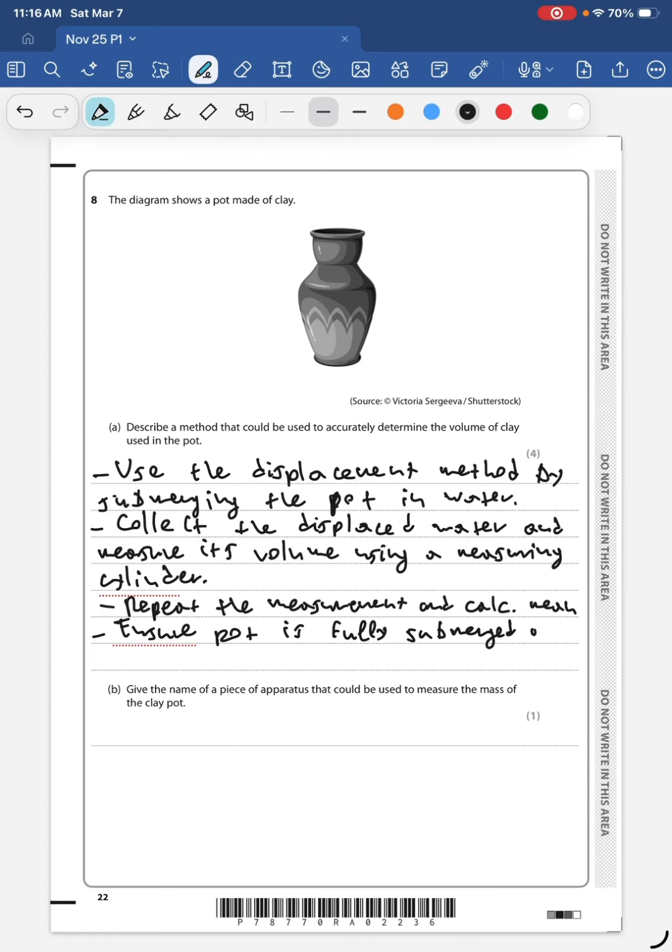Give the name of a piece of apparatus that could be used to measure the mass of the clay pot. You can use a top pan balance. All right.